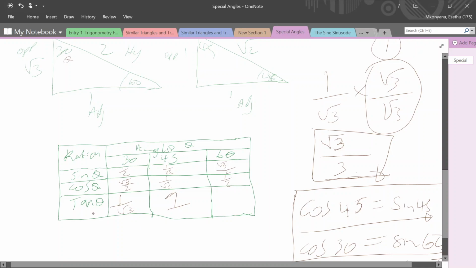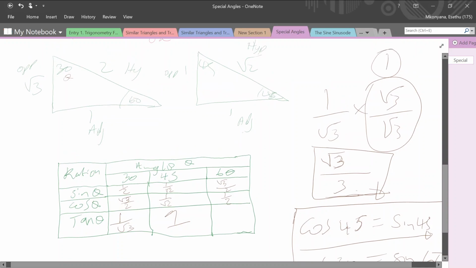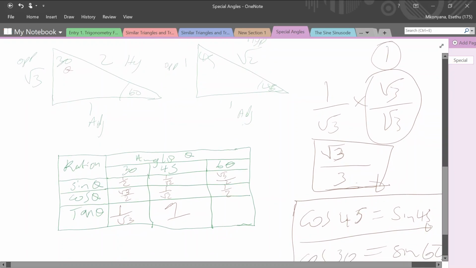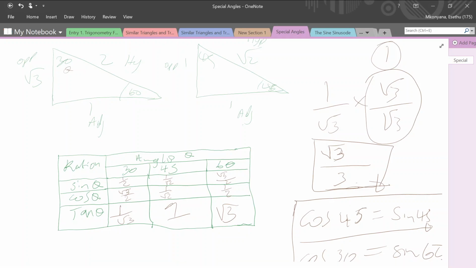So we're going to look at tangent again. We're going to look at tangent of 60. So when we look at tangent of 60, we're looking at opposite over adjacent. So it's root 3 over 1, which is just root 3. So you see now that with special triangles, because they have these very special traits, it's very easy to compute their ratios. So they are very special.